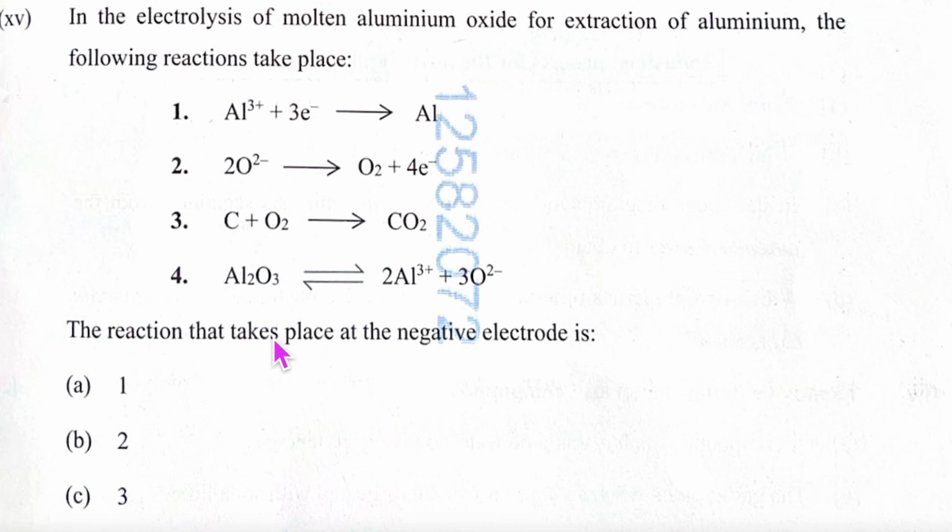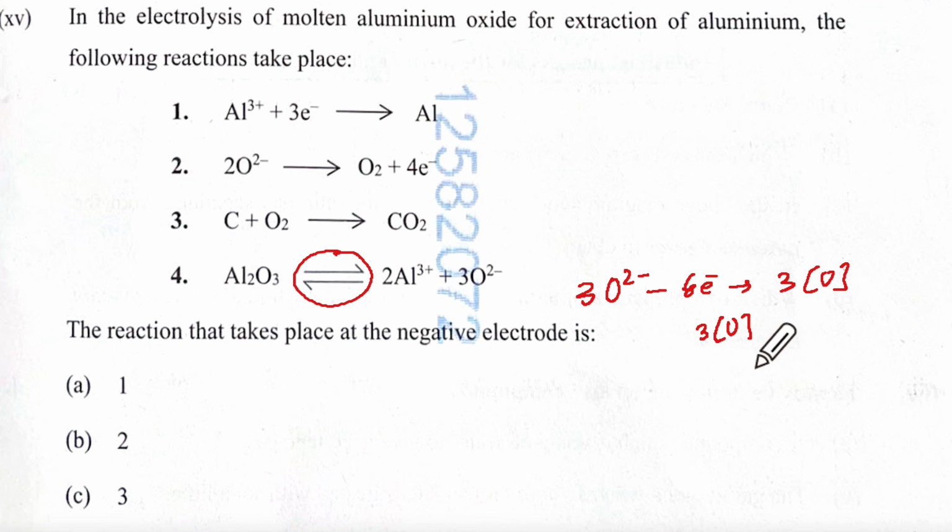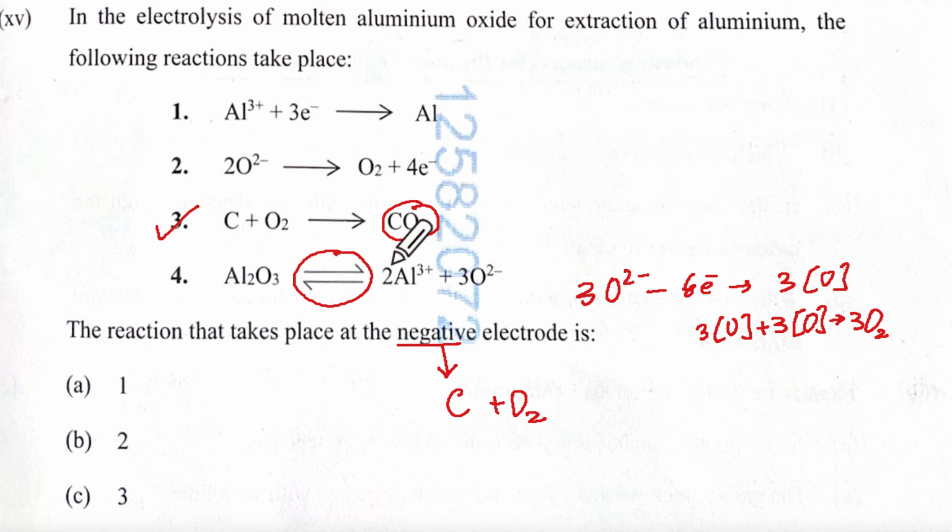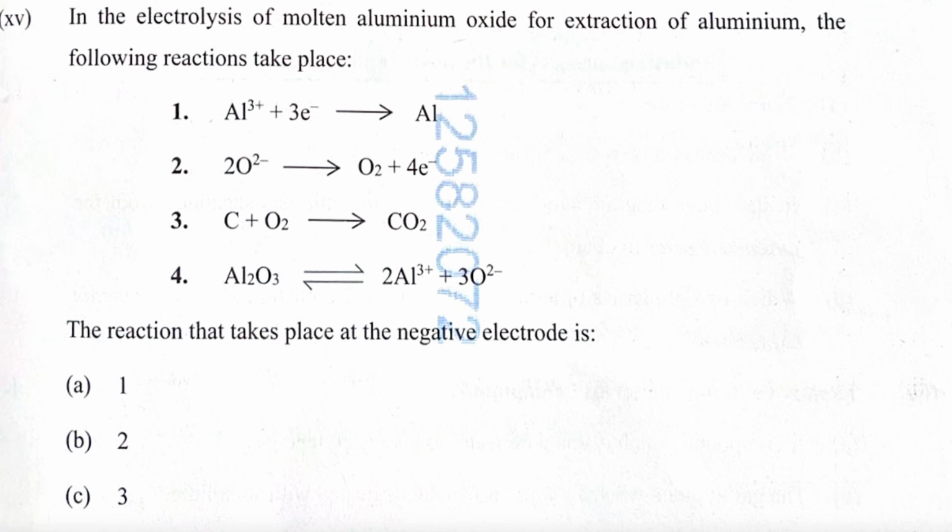What are they telling you? The reaction that takes place at the negative electrode. Now this is the dissociation reaction. At the negative electrode, we will have 3O2- minus 6 electrons gives you 3O, and 3O and 3O will give us 3O2. But remember, the electrode has carbon as the element, which will combine with this and form this. So the correct option is 3. This was a little tricky one. This was the 15th one.